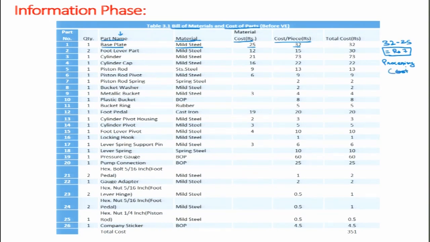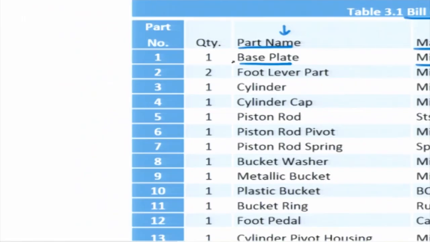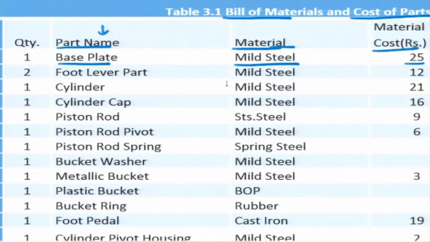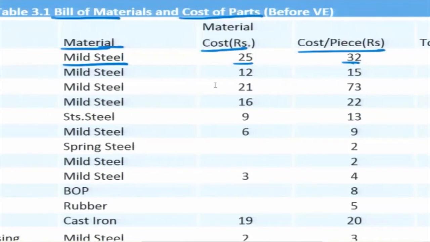I will again try to enlarge this thing. So, this first component is the base plate. This base plate is made up of mild steel. The material cost is rupees 25. The cost of the component is rupees 32.